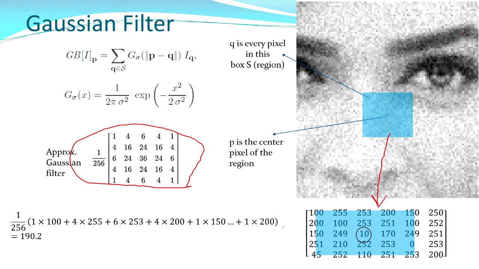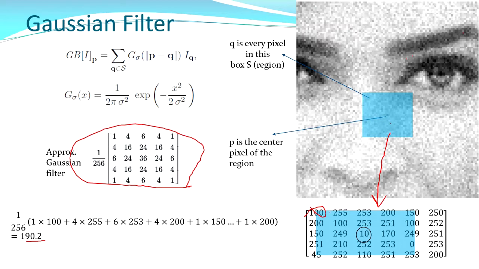So when I put this filter over here, this 100 will get multiplied to 1 by 256. This 255 will get multiplied to 4. This 253 will get multiplied to 6. This 200 will get multiplied to 4. This 150 will get multiplied to 1, and so on. Like this, all these values in the grid will get multiplied to these values in the grid, and then we'll add all the values. By this particular operation, we get a particular answer, that is 190.2.